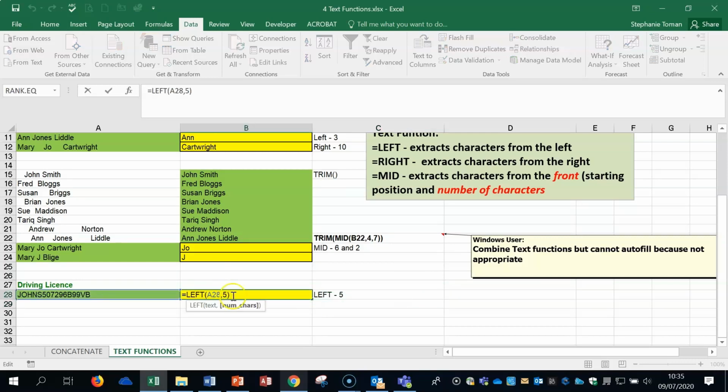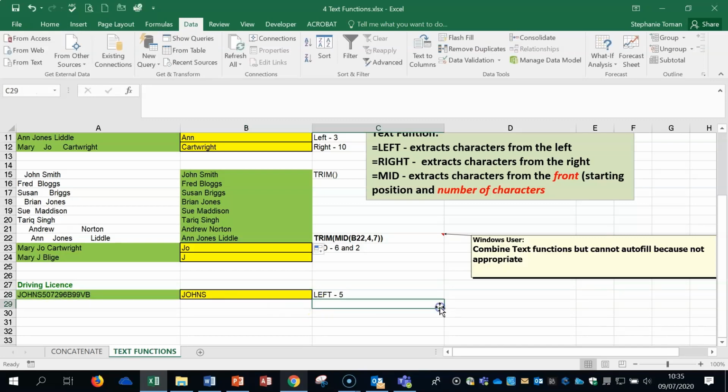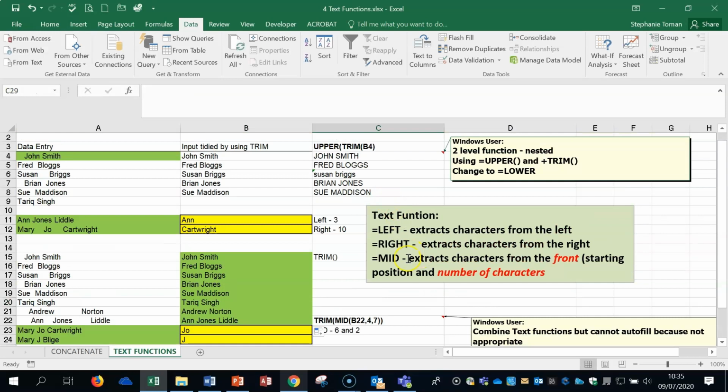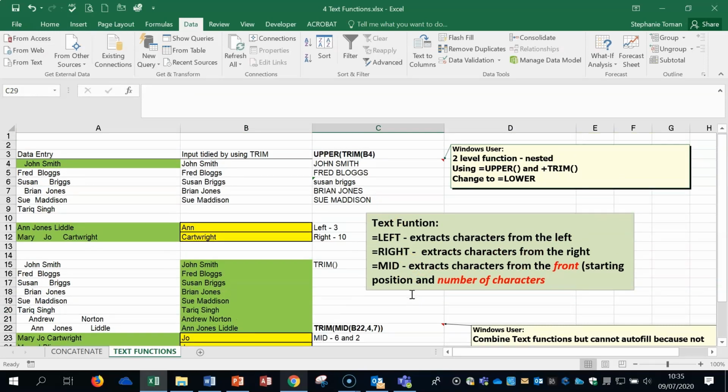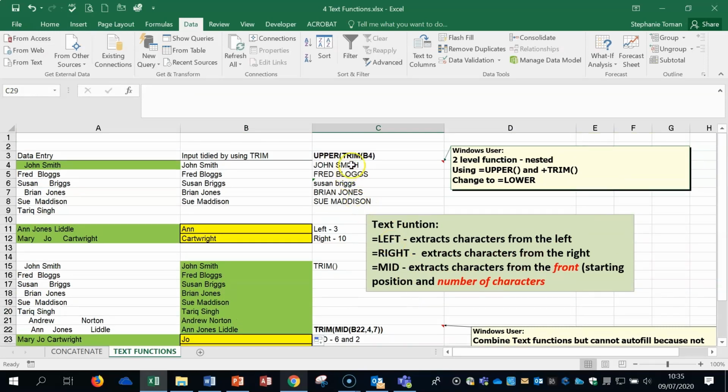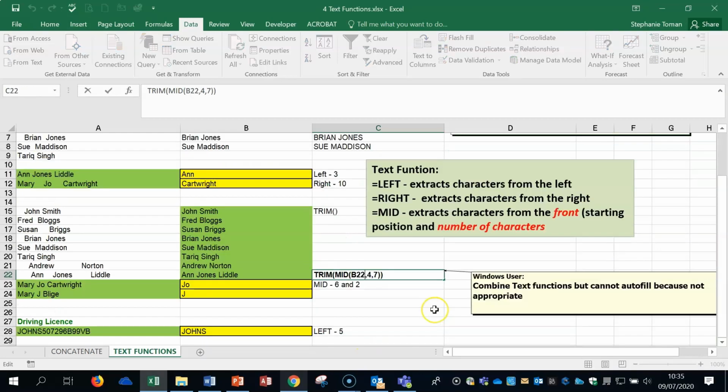And here's another example from the left. It might be that you want to extract a name from a driving license or something like that. So they're pretty straightforward, these. They're all there. So if you want to, as I said before, combine them, then you can. There are examples there. Okay, so we're going to leave that one now.